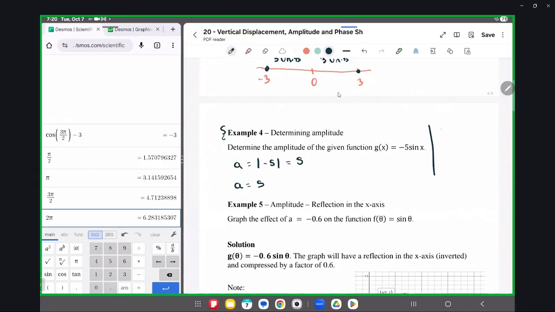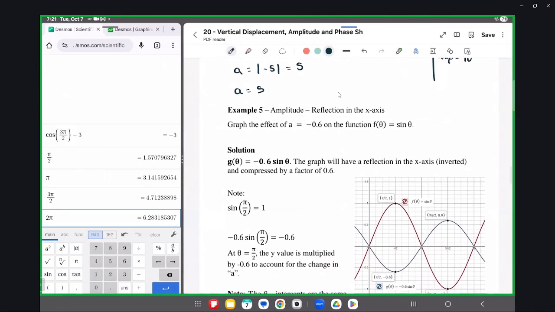If I had, say, a question like h of x is equal to -10 cosine x, then the amplitude would just be 10. Always take the positive version of whatever's in front of the sine or cos, and that's understood to be the amplitude. We would not say -10, that would be a concept error, or -5. That's a concept error that you would get wrong. There are no marks for that.